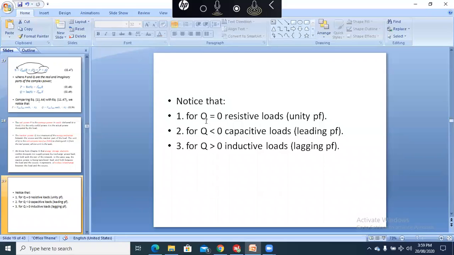So what about the reactive power? Reactive power in case of resistive load, its value is 0, and we have the unity power factor across the load. And in case of reactive power less than 0, we have a capacitive load and leading power factor across the load. And for Q greater than 0, we have the inductive load and the lagging power factor across the load.